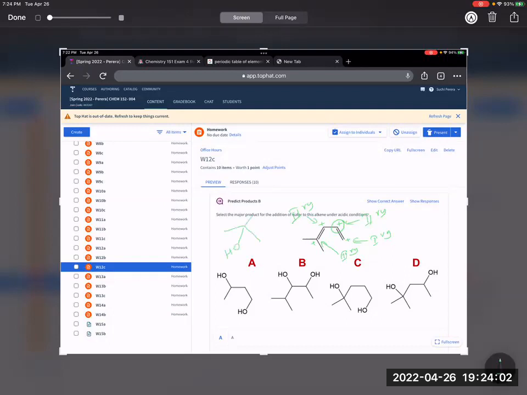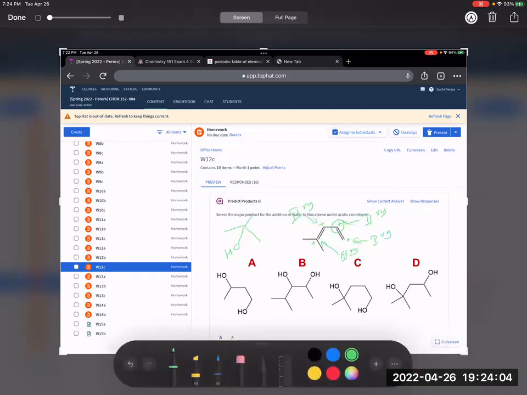Okay, when this double bond is gone, and then when it comes to the other double bond, a secondary carbocation is more stable than the primary. Therefore, you should have an OH here when the addition of H2O occurs.